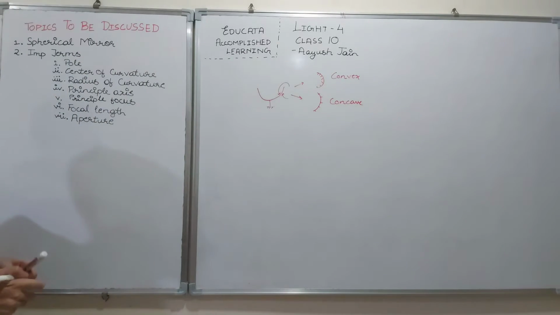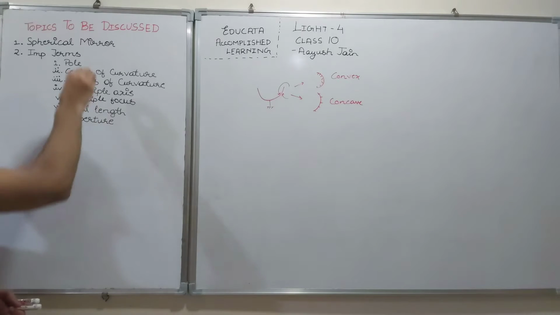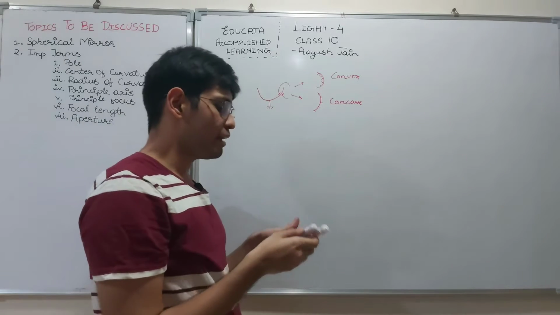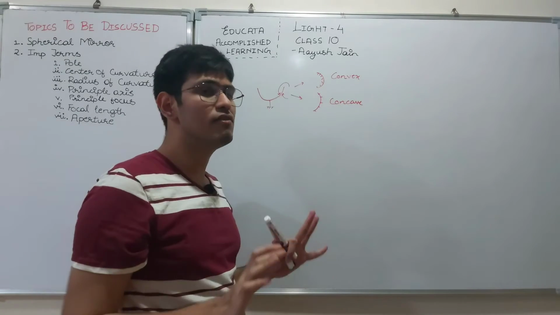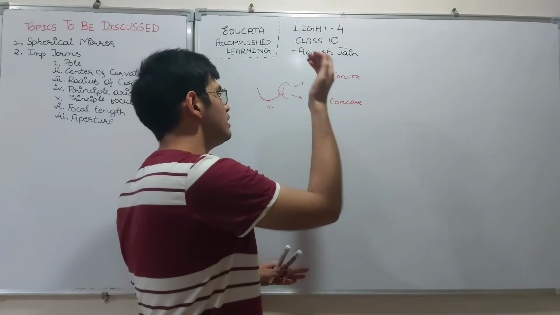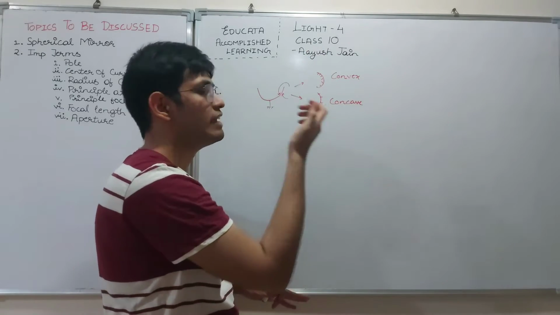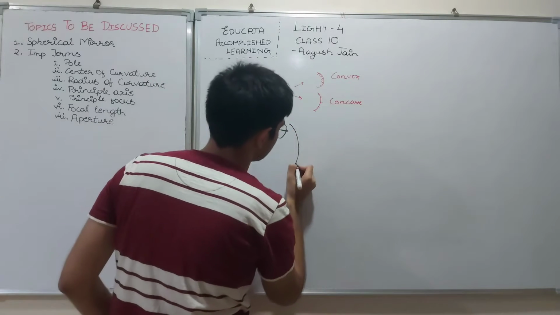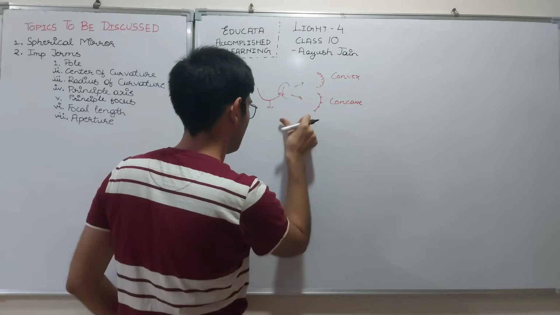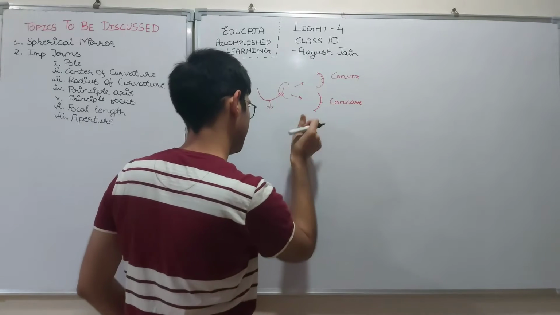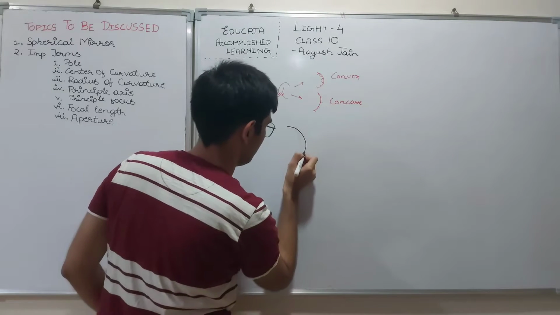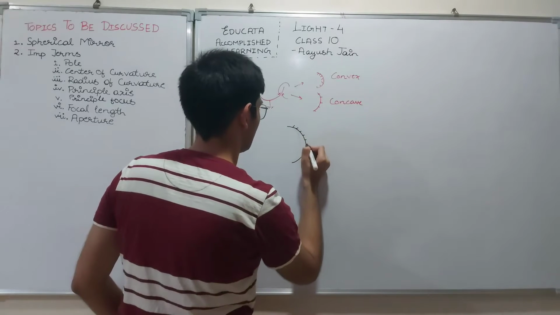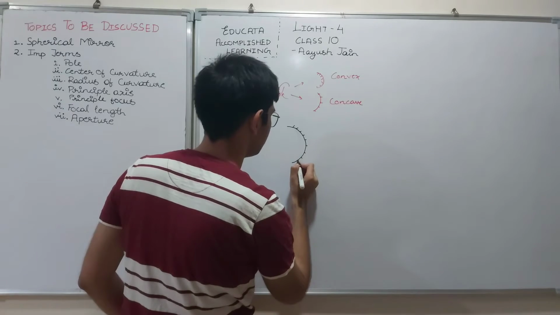Now what we have to learn in this particular video is the important terms of the spherical mirror. So I am just selecting one of the mirrors. Let it be concave in this case. So let us make a concave mirror. This is a concave mirror, with its outer surface polished.